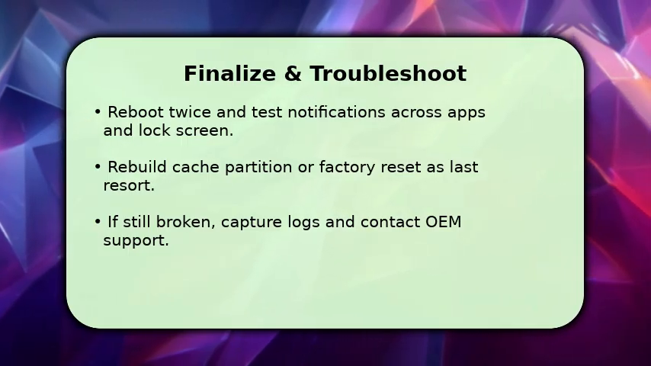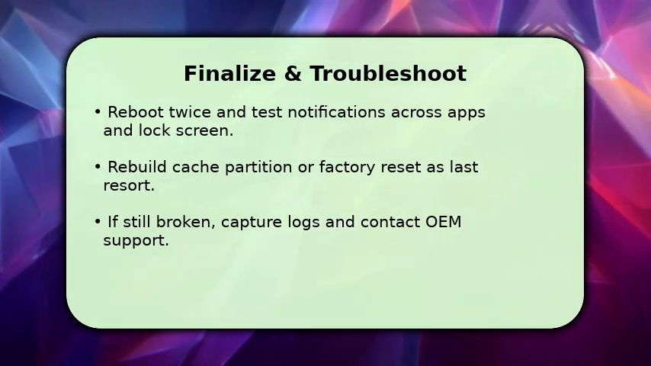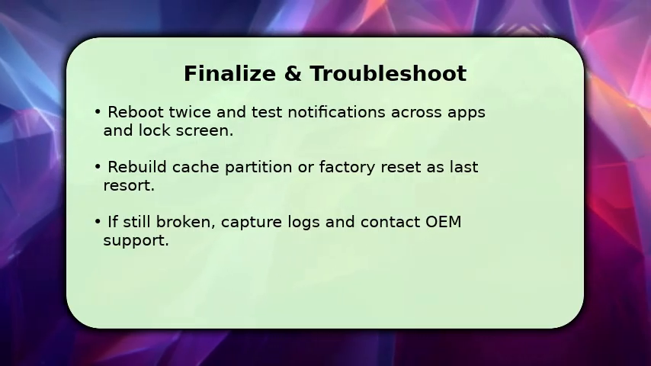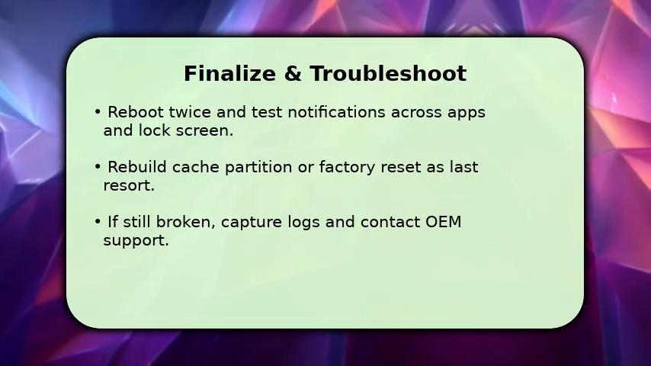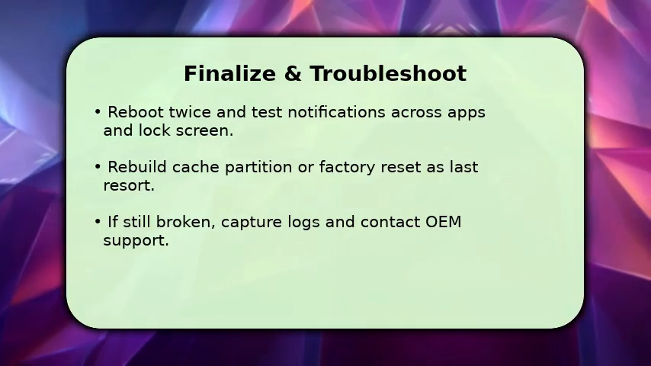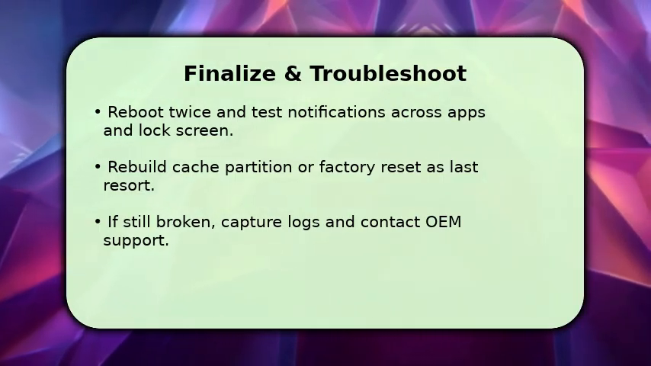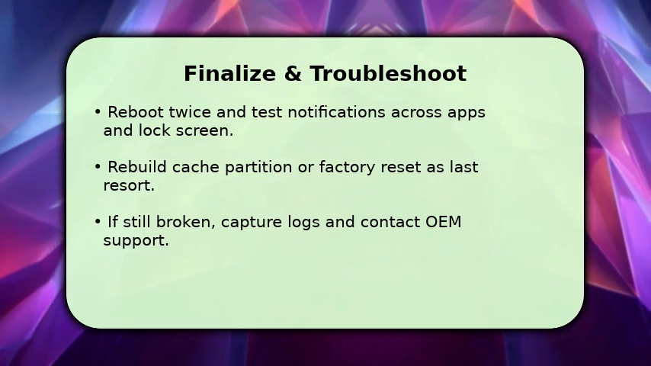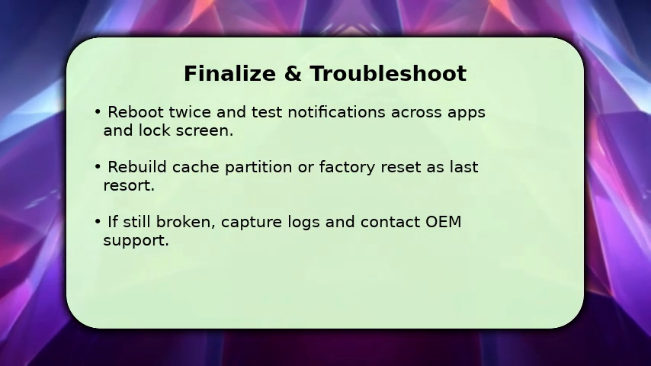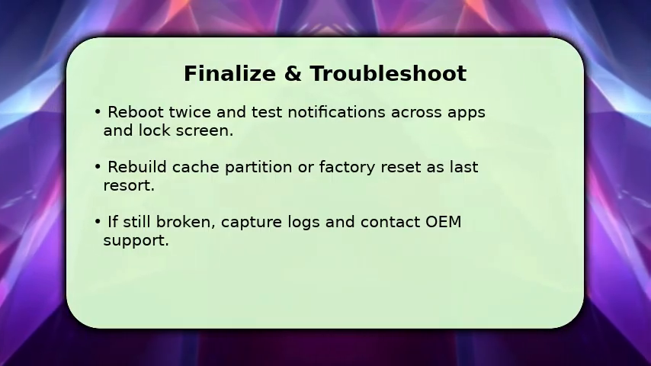That clears system caches safely. Use a factory reset only as last resort because it removes all user data. If the notification bar still misbehaves, capture logs with Logcat and contact the OEM with model and steps tried. This helps engineers reproduce and fix device-specific bugs faster.